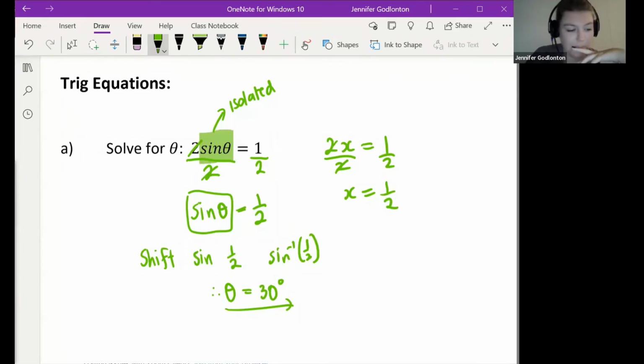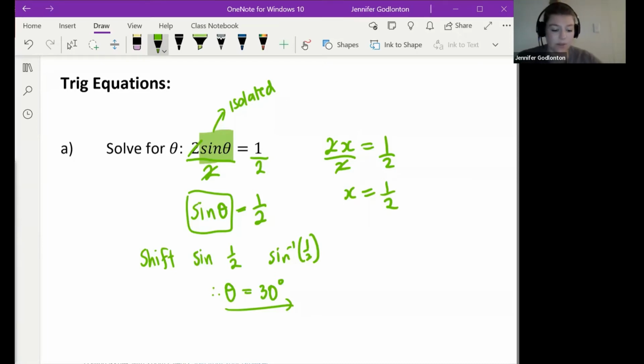Mahal, how can I help? Ma'am, when you get to the part where you have sine and theta on the same side, since we're solving for theta, wouldn't we move sine to the other side?